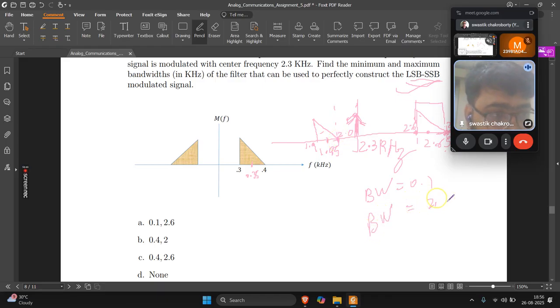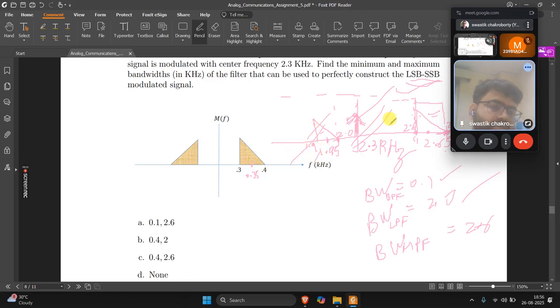Now can we go higher? This is bandwidth 2.0. If we design a high pass filter that allows all frequencies above 2.6, then also we will get our sideband. The band pass filter requires the minimum bandwidth, and then you have the low pass filter. But if we use a high pass filter, we can go even higher. The bandwidth will be even more, 2.6, because anything below this will be rejected. So the maximum bandwidth is 2.6, the minimum is 0.1. So the correct answer is option A.